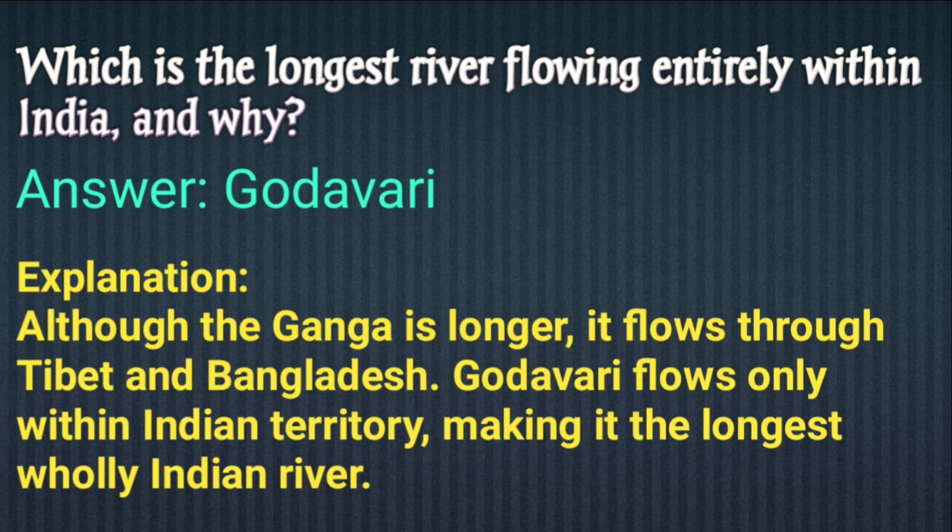Which is the longest river flowing entirely within India, and why? Answer: Godavari. Explanation: Although the Ganga is longer, it flows through Tibet and Bangladesh. Godavari flows only within Indian territory, making it the longest wholly Indian river.